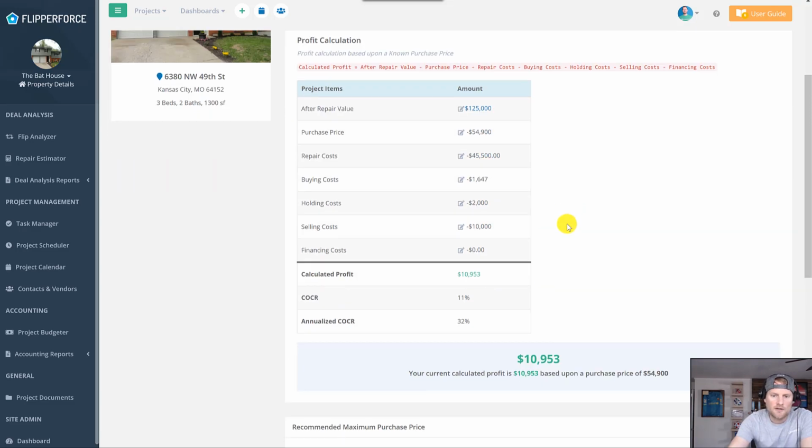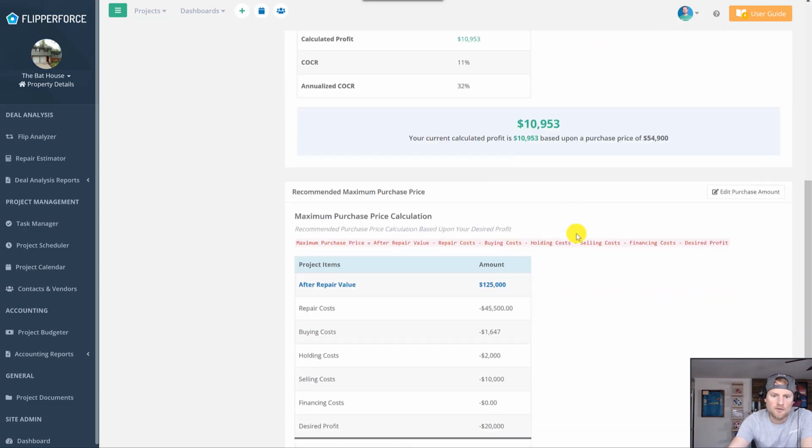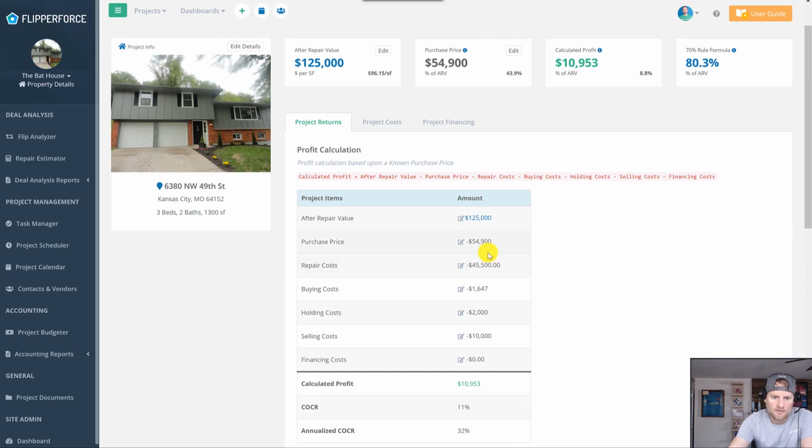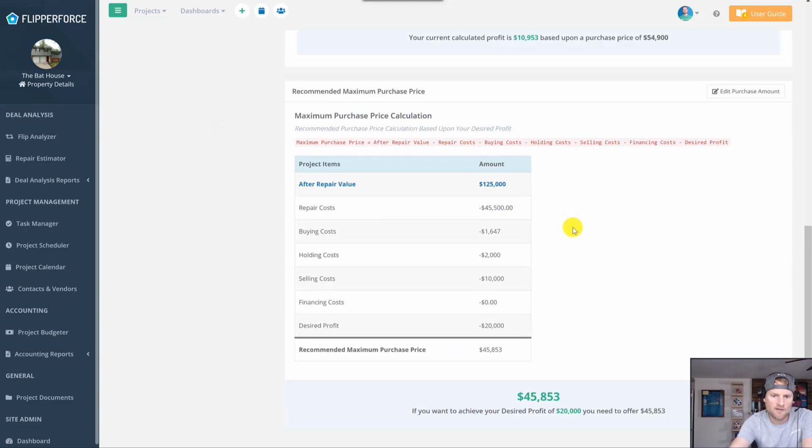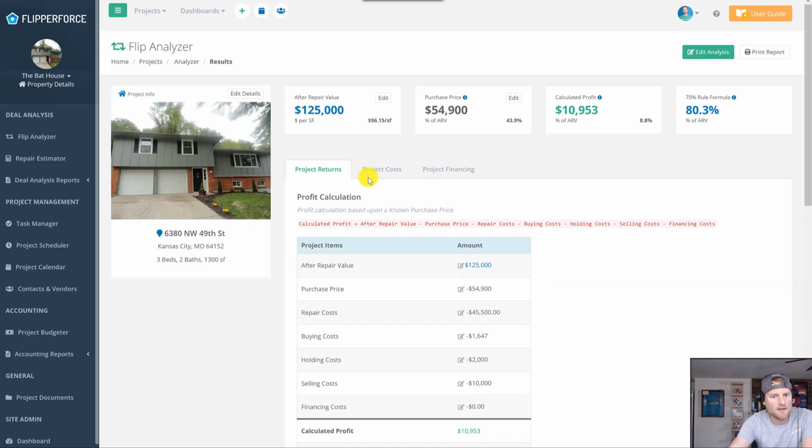So if we're going to make the money that we want, we need to be closer to the $45,000 range. We can definitely go back and reconsider some of these values. Maybe we need to go back and do a detailed estimate to figure out what exactly those repair costs are going to be, so we can refine our numbers. But as of right now, it's telling us that we can only offer $45,000 if we want to make 20.